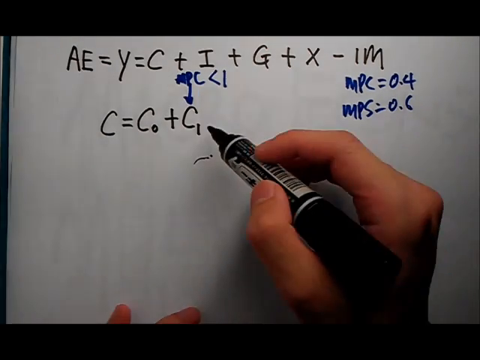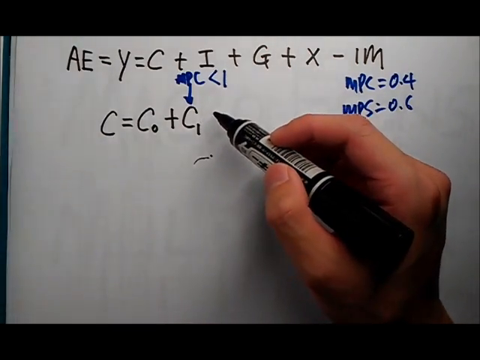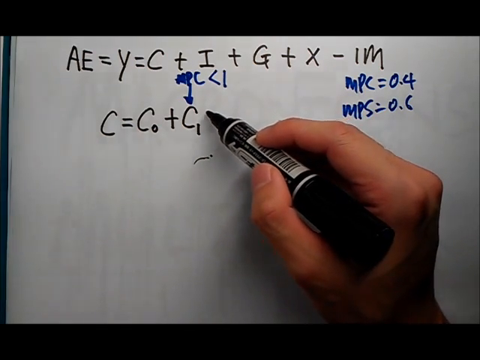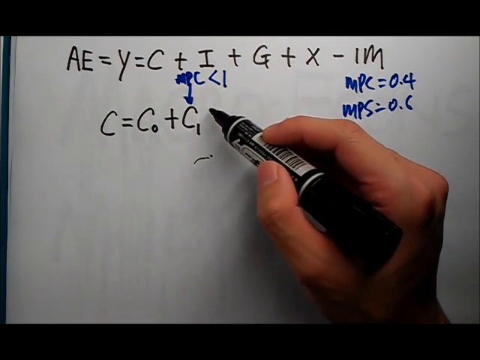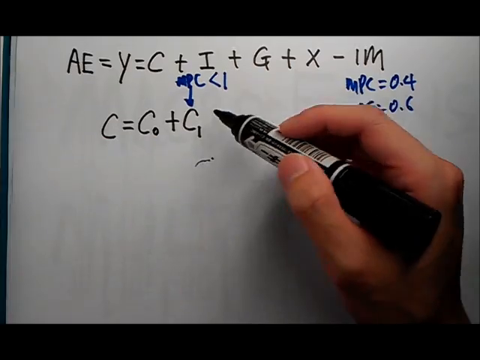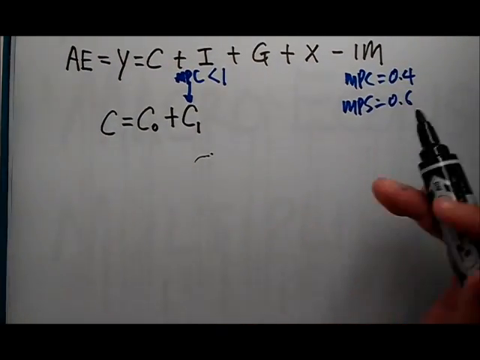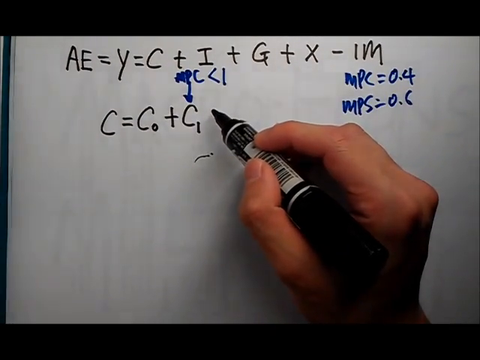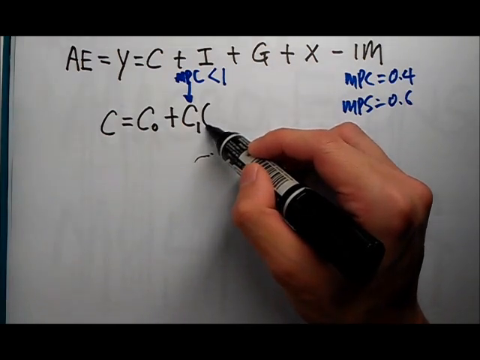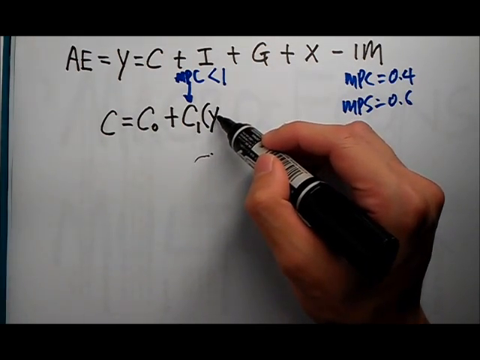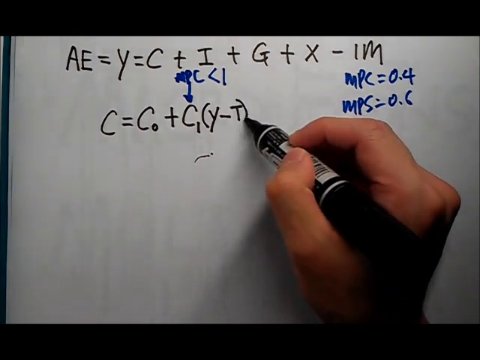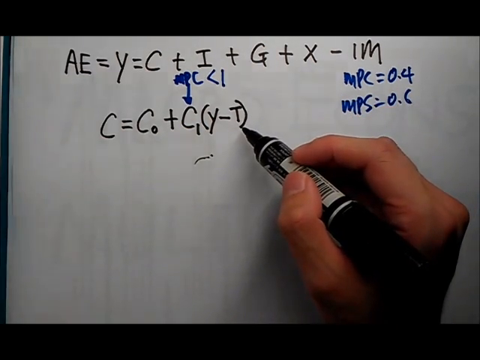Since this is how sensitive people are to disposable income, now we compute our disposable income. Let's imagine that there is a lump sum tax. The total income that people earn, Y, you have to minus off that tax. This gives you your disposable income.